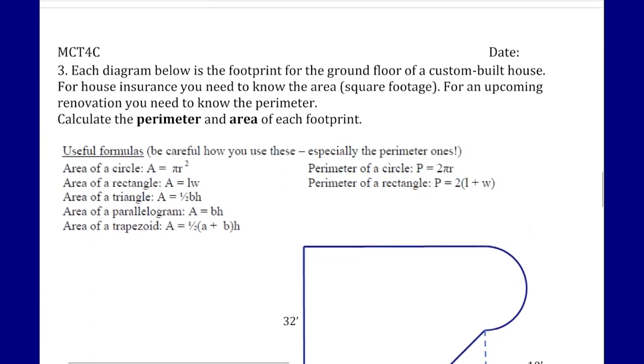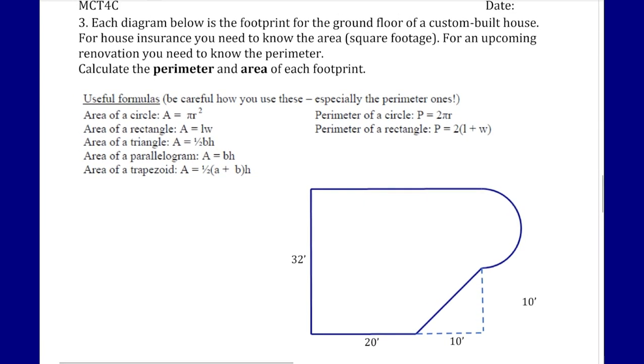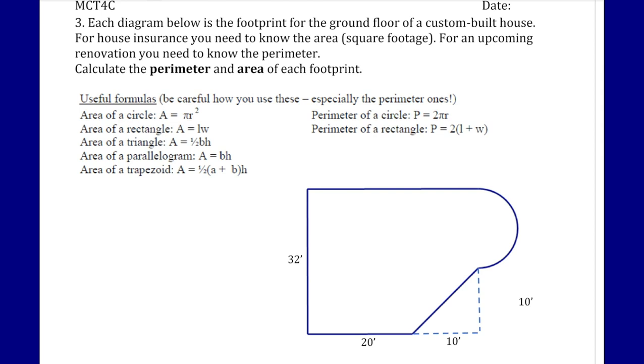Other situations we're going to be looking at are composite areas. Each diagram below is the footprint for the ground floor of a custom built house. For house insurance, you need to know the area or square footage. And for an upcoming renovation, you need to know the perimeter. So we want to calculate the perimeter and area of each footprint. For this one, we're going to work through the basics, and then I'll let you work on some of it on your own. There's nothing too complicated in terms of the formula. It's more about what you need to do from there.